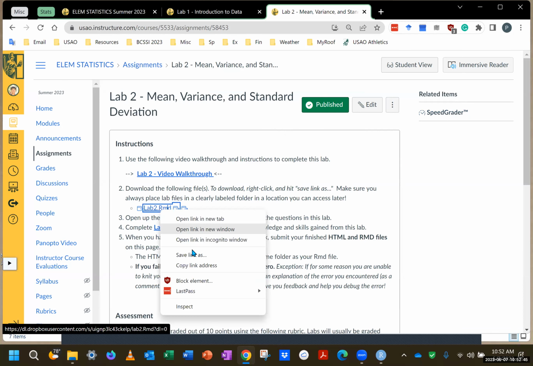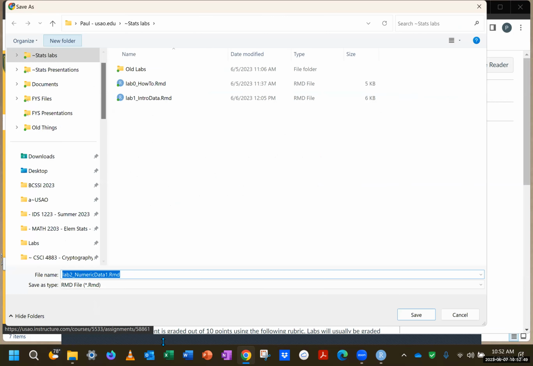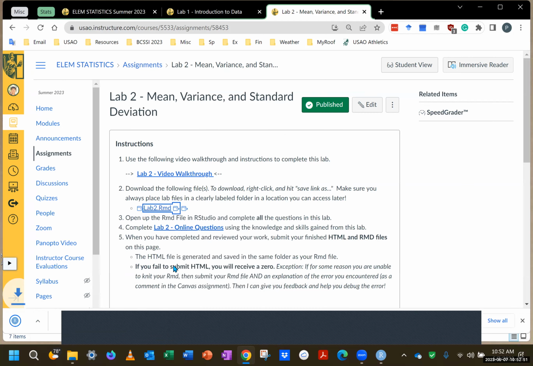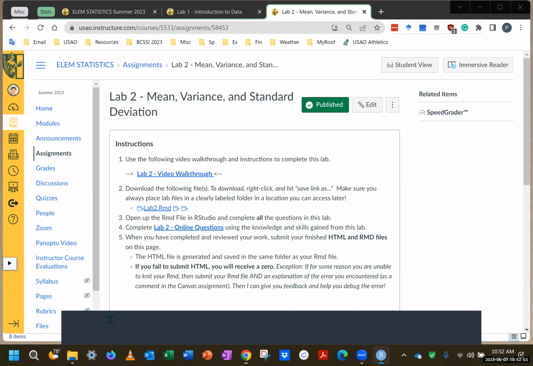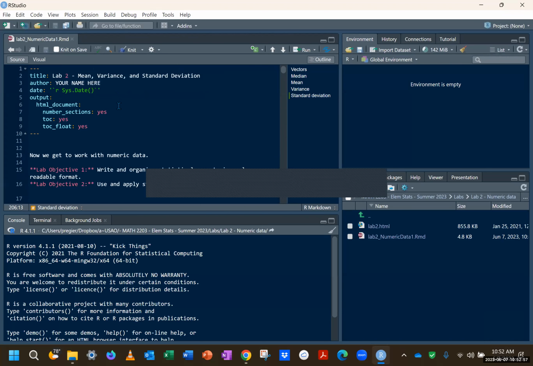Remember, always right-click and save your lab file into a secure location. Here we go on OneDrive, downloaded it, and let's hide my floating meeting controls. Okay, so here's my lab. Remember, change your name.